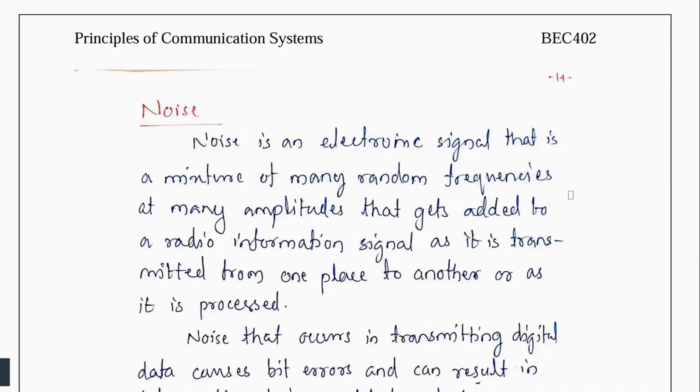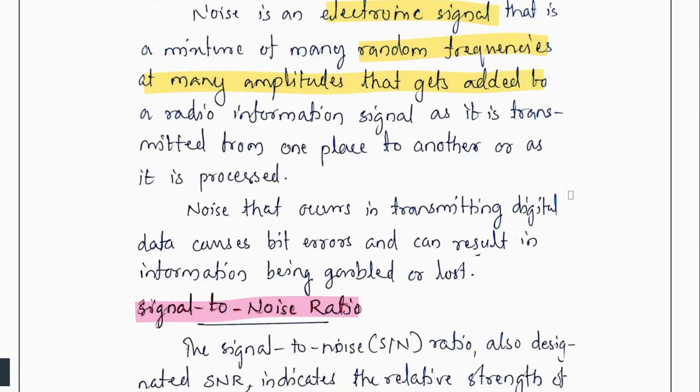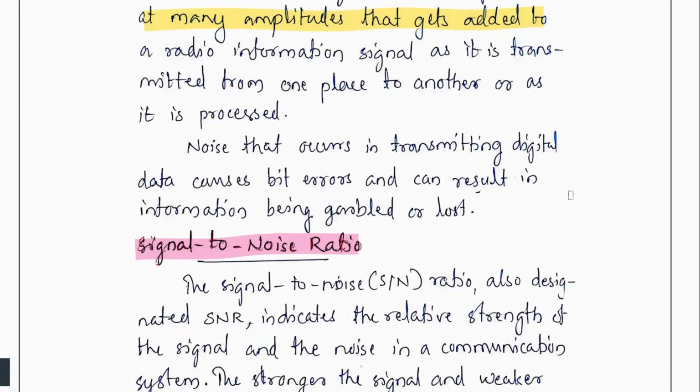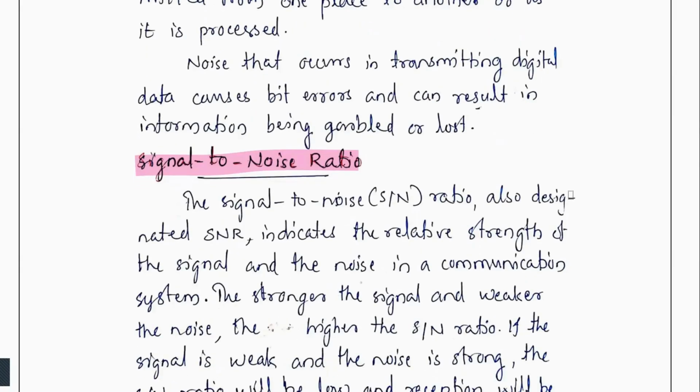Noise. What is noise? It is an electronic signal that is a mixture of random frequencies at many amplitudes that gets added to the radio information signal as it is transmitted from one place to another. Noise that occurs in transmitting digital data causes bit errors and can result in the information being garbled or lost.